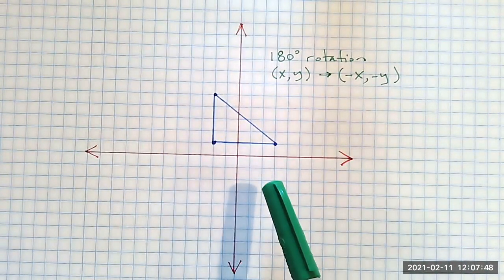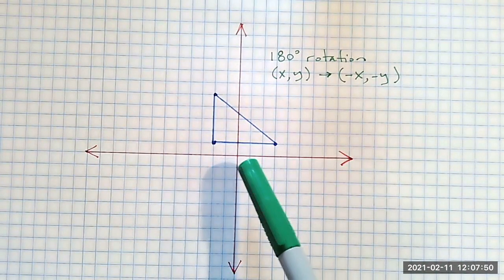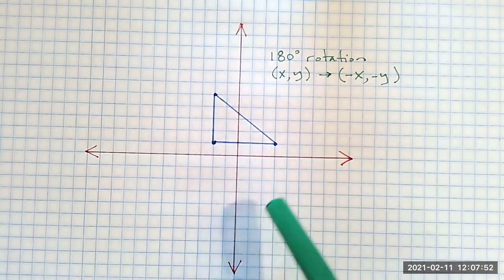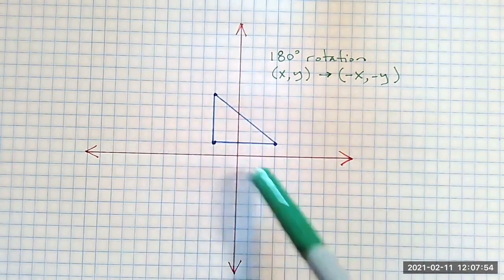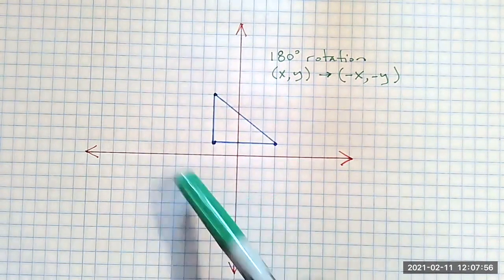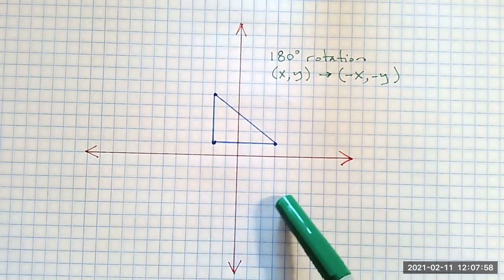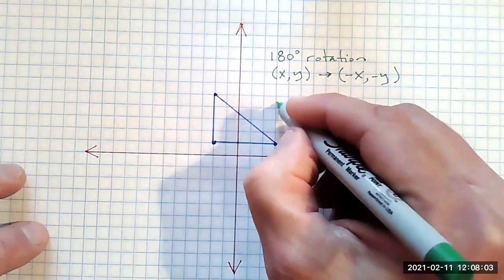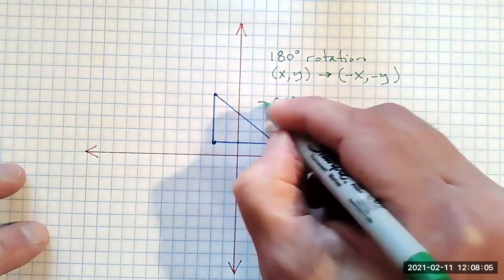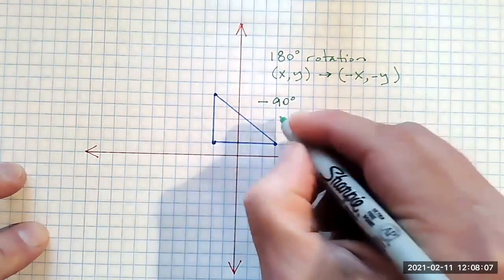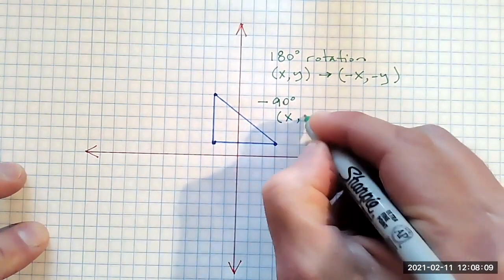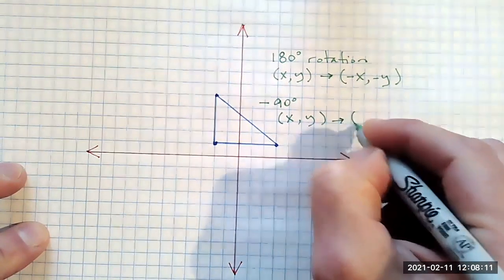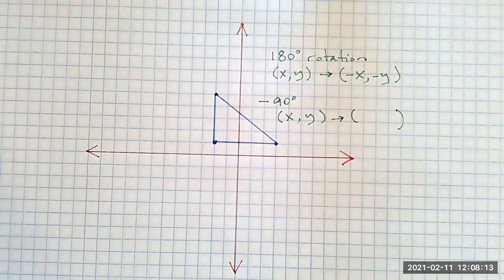So why don't you pause the video and you try to rotate this shape 90 degrees clockwise, negative direction, and come up with a rule for the 90 degrees, negative direction, x comma y goes to, and we'll see where you are.